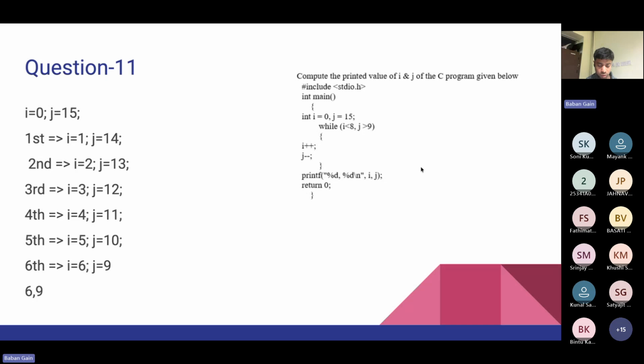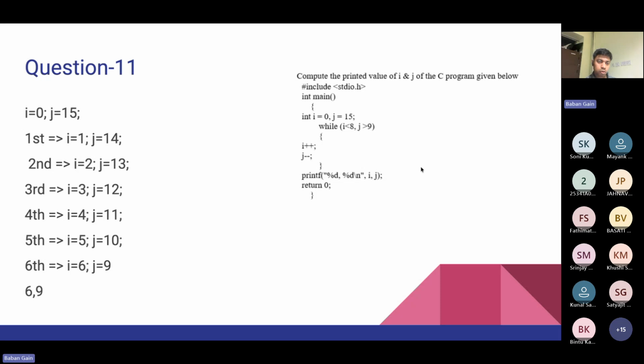So actually, your voice is not clear either. So can it be I is 7 and j is 8? Okay, why? Like why 7 here? So that I is less than 8. Okay.